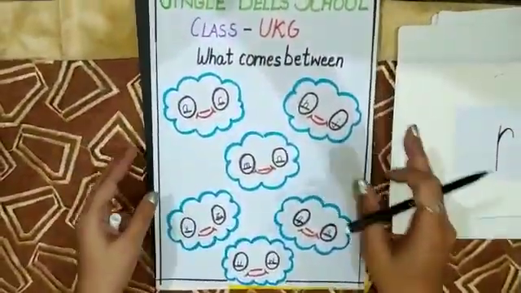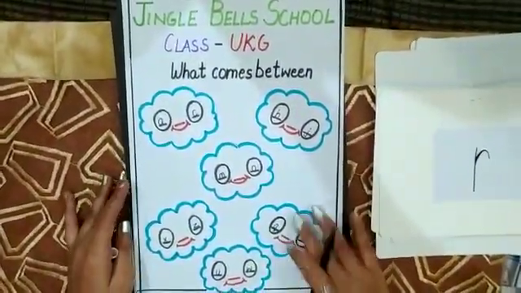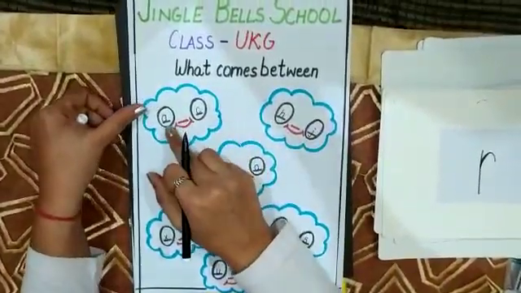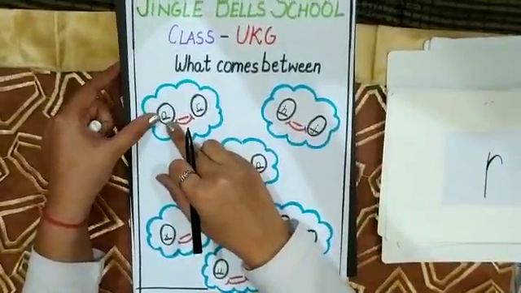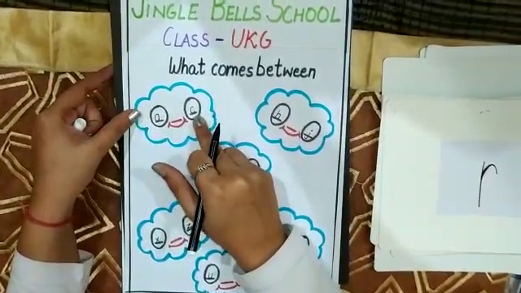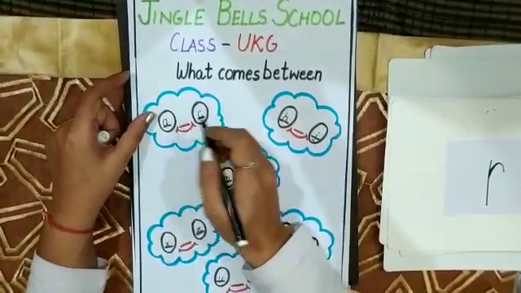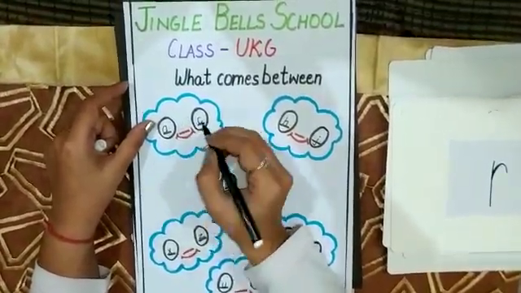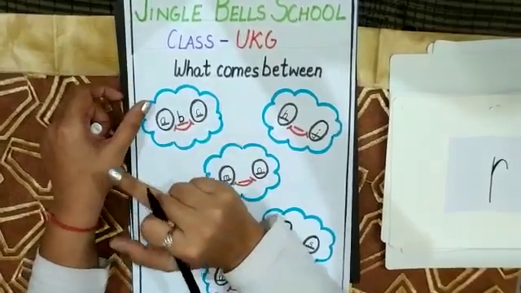Now I have prepared a worksheet for you. Through this worksheet, you will understand what comes between the given letters. Let's solve the worksheet. Now tell me what is written over here. It's A apple and it's written here C ka cat. Now tell me what comes in between. It's B bar ball.